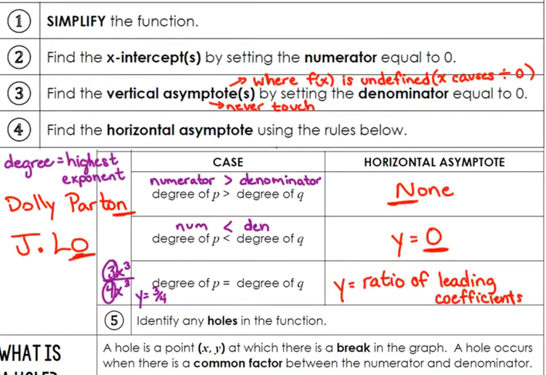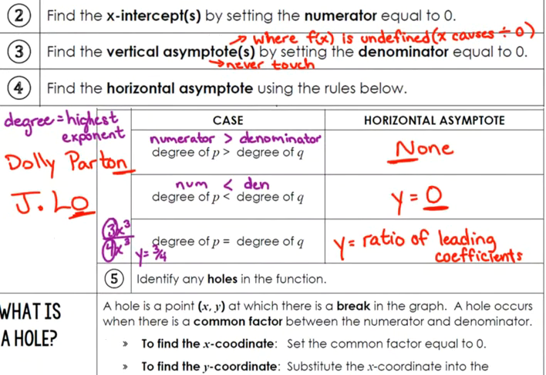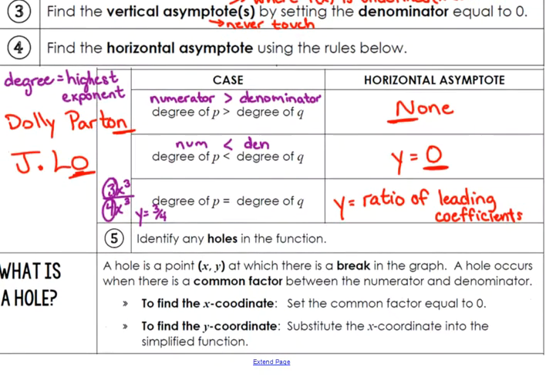The last thing that we have to worry about here is something that we call a hole. A hole is a point in the graph where there is a break in the graph. Now, here's the thing. You have to know how to find it because you can't actually see it on your graphing calculator. It will not show you one little missing point on your graphing calculator, so you got to know how to find it.